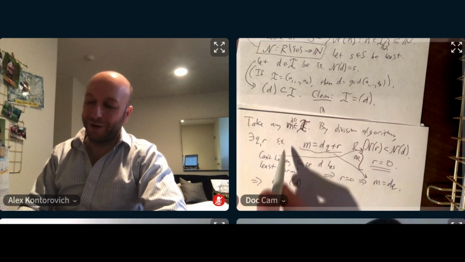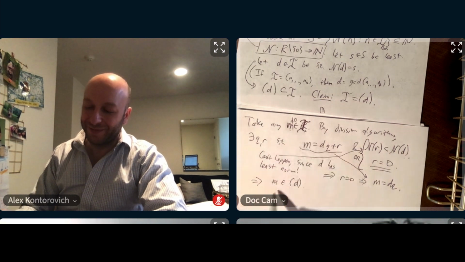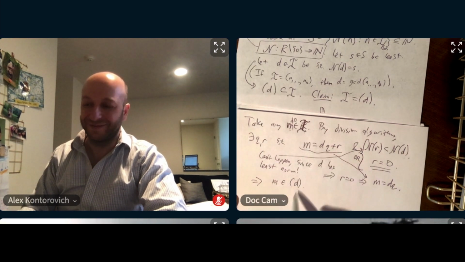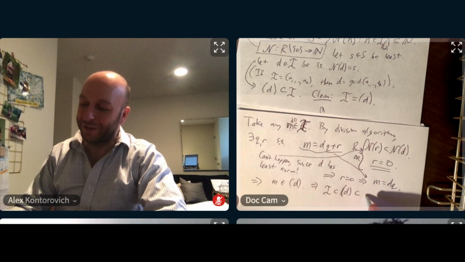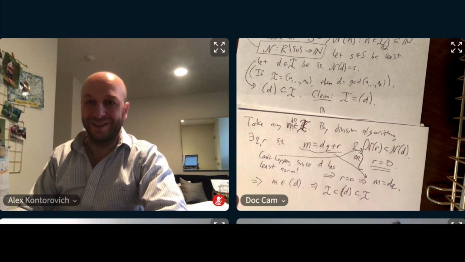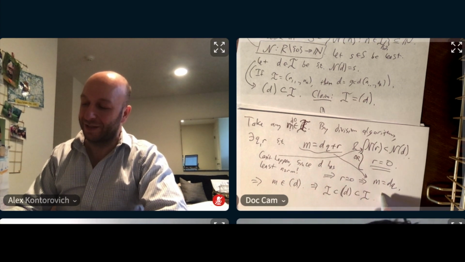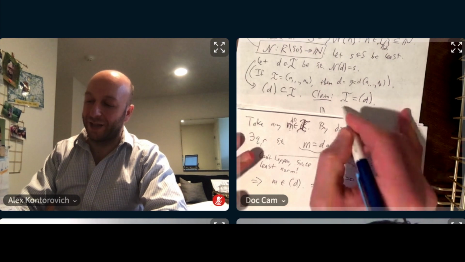So what did we just show? Any element in the ideal is actually in the ideal generated by D. That means the entire ideal is contained in the ideal generated by D, which itself is contained in the ideal, so they're equal. That's the claim that they're equal.